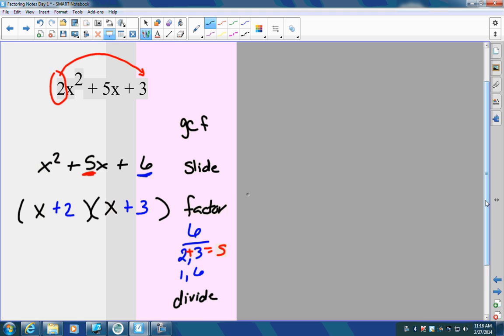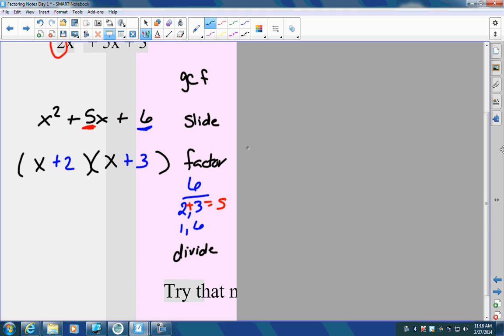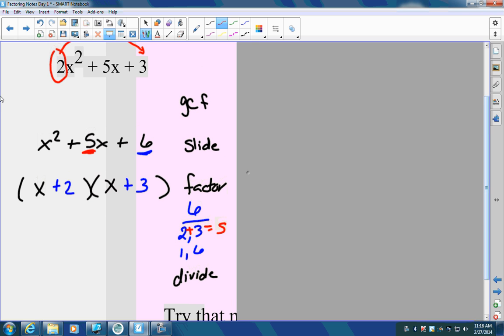What number did we slide? We slid just the 2, right? That number right here. So you've got to divide these by 2. Okay. 2 divided by 2 is what? 1. So I have x plus 1. That one worked. Does 3 divided by 2 work out nicely? Nope. So you're going to put this 2 in front of the x. So you're going to have 2x plus 3. Now, did I have a GCF? Nope. So this is my answer right here.